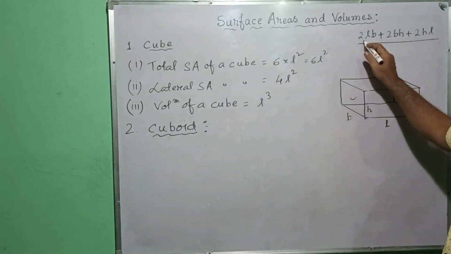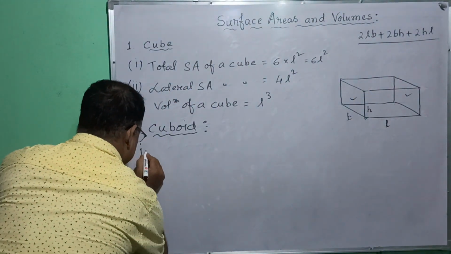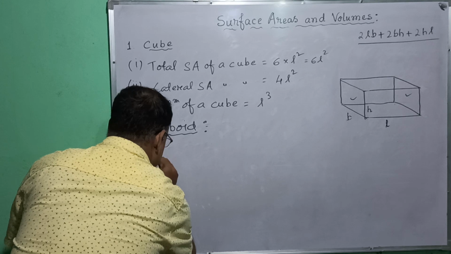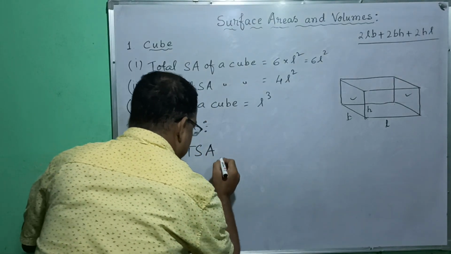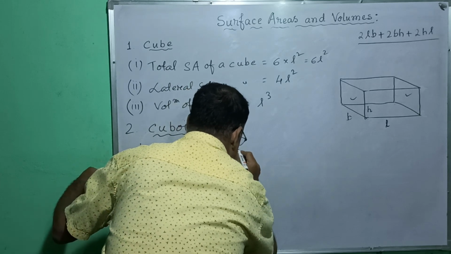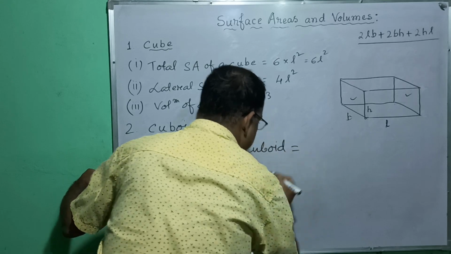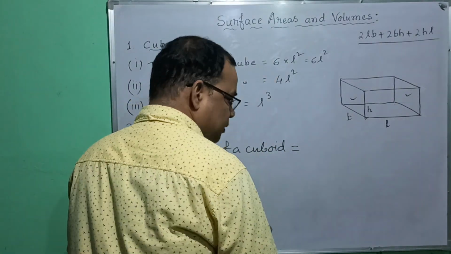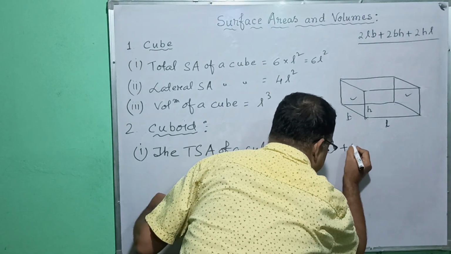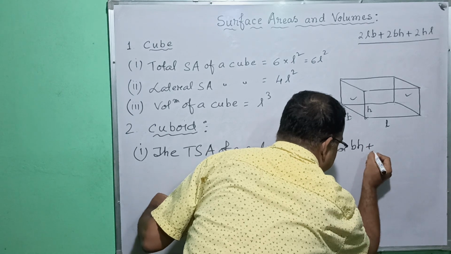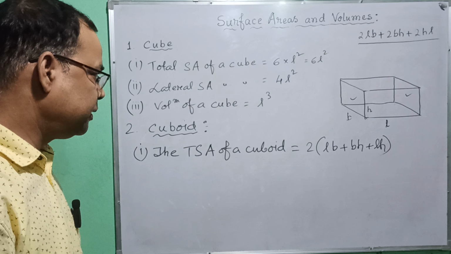Now from here we can take 2 as common. So we can write our first formula: TSA, that is total surface area of a cuboid, equals, taking 2 as common, 2 into (LB plus BH plus LH). So this is the total surface area of a cuboid.